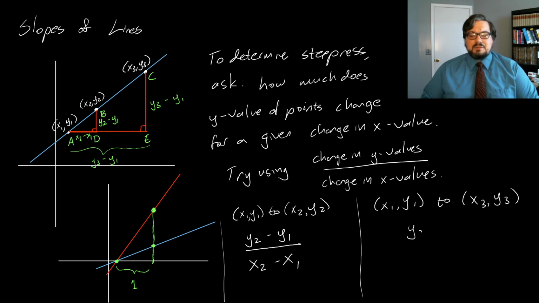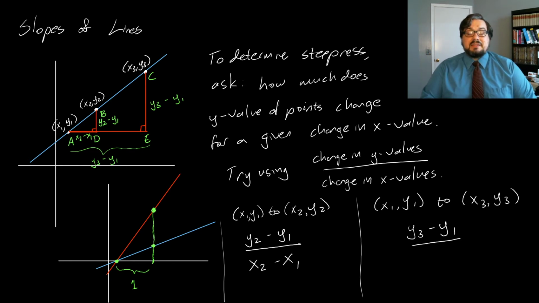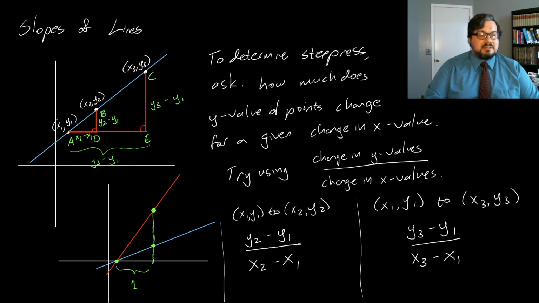In that case, we'll get y3 minus y1, because that's the length of the vertical side, CE, over x3 minus x1, because that's the length of the horizontal side, AE, which I just realized I mislabeled using y's. That didn't make any sense. Let me correct that.